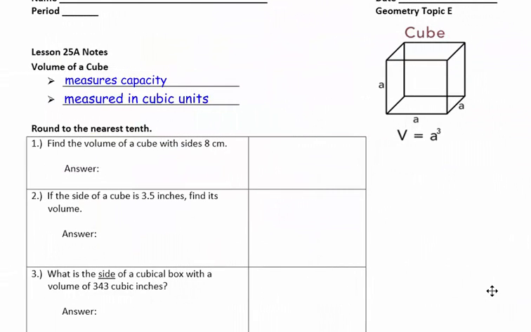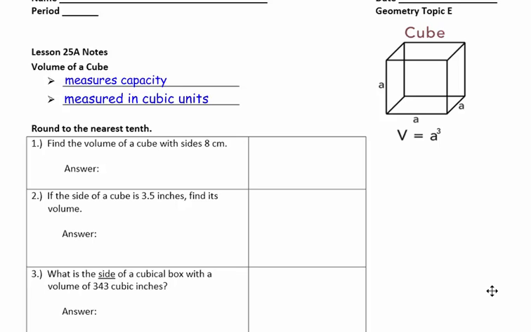We're going to start on the next part of the topic, which is volume. We did surface area. Surface area, if you think of a cardboard box, is all the cardboard that makes that box. Volume is a little different. Volume is the amount of stuff we can put in that box, which is totally different. So volume of a cube measures capacity. That's how much something can hold.